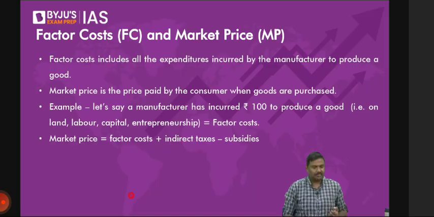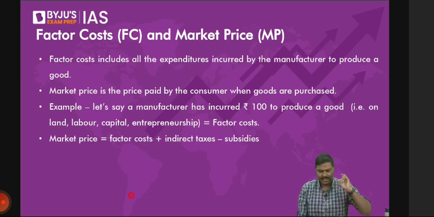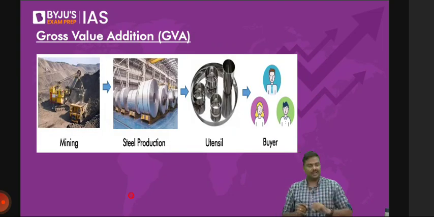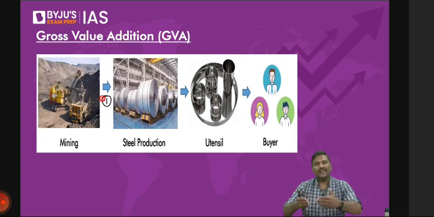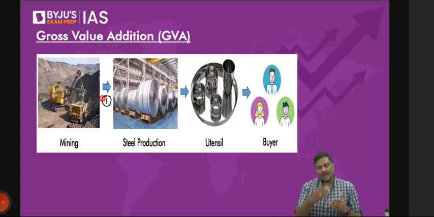Let me give you a very simple example. Again, whatever I've discussed on factor cost and market cost, it is there, have a look at it. Let me give you a very basic idea of value addition. Imagine there is one industry in India. In step one, we are going to mine out iron ore. Mining means dig. You'll dig the earth and take out the ore.